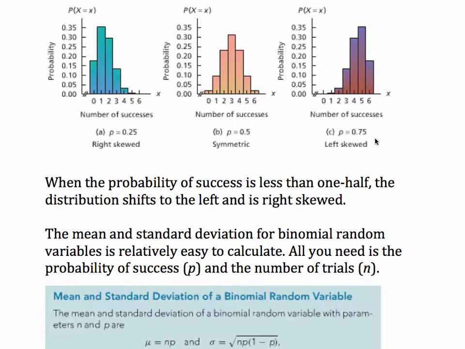Well, this poor team, they only win 25% of the time. So you notice out of 6 games, they probably will win 0, 1, maybe 2 games, slight chance of 3, but very unlikely they're going to win 5 or 6 games.